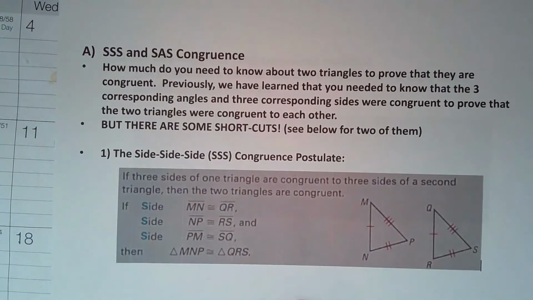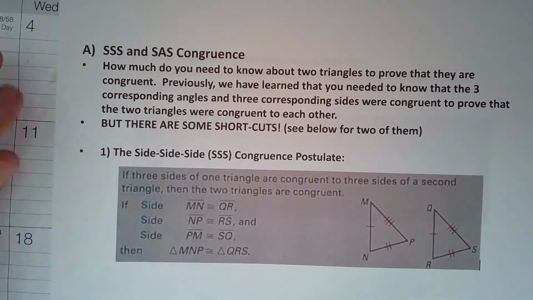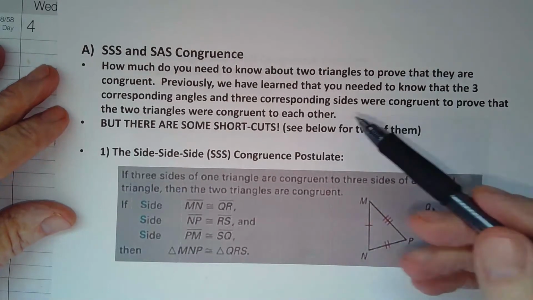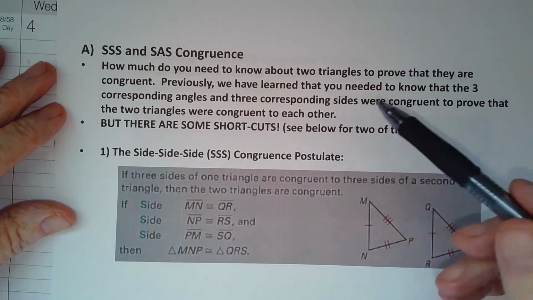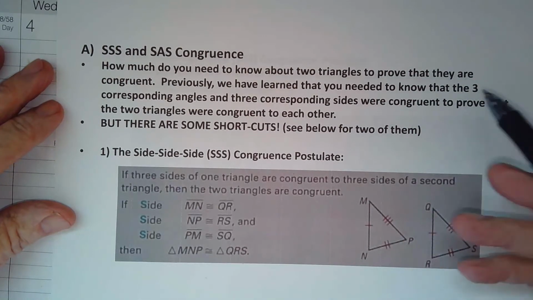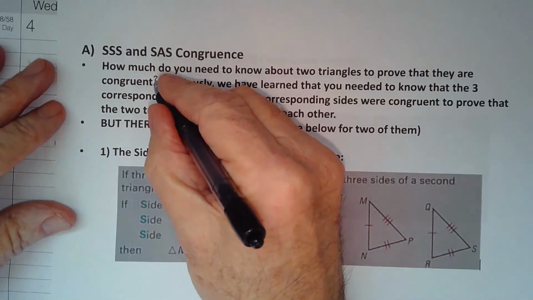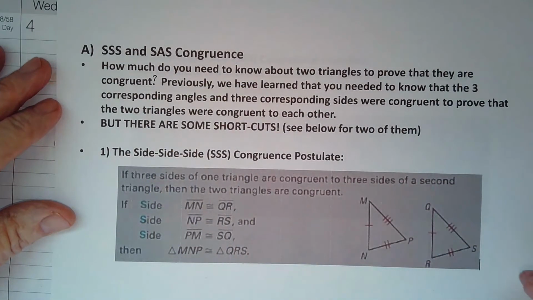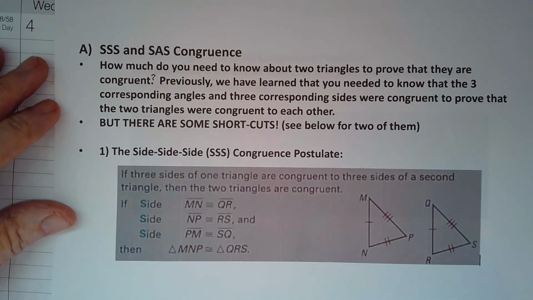All right, so let's talk about what these types of congruence are. And so how much do you really need to know about two triangles to prove that they're congruent? That is really our question. Previously, we've learned that you needed to know that the three corresponding angles and the three corresponding sides were congruent to prove that the two triangles were congruent. So that's a total of 6 plus 6 or 12 things that you would have to prove congruent, right?